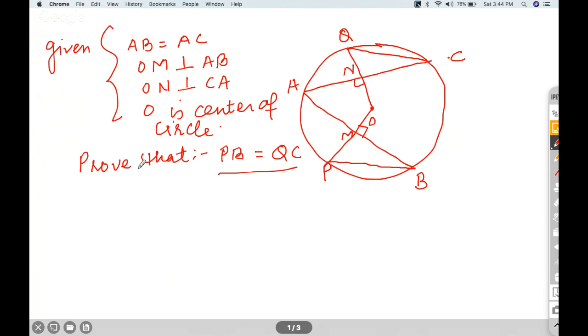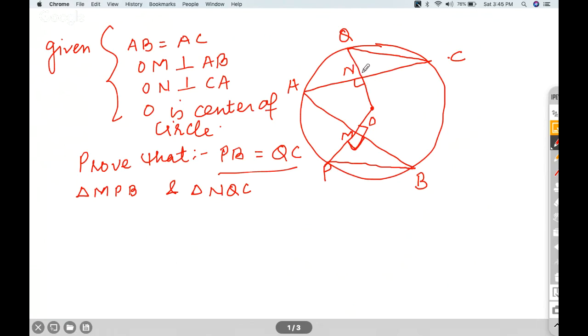Okay, let me solve this question. So, what this question is all about is, if I have to prove that PB is equal to QC, I know that I'll have to take triangle OPB and triangle MPB and triangle NQC. So what I need to do is that I already know that if this angle is 90 degrees, this angle is 90 degrees.